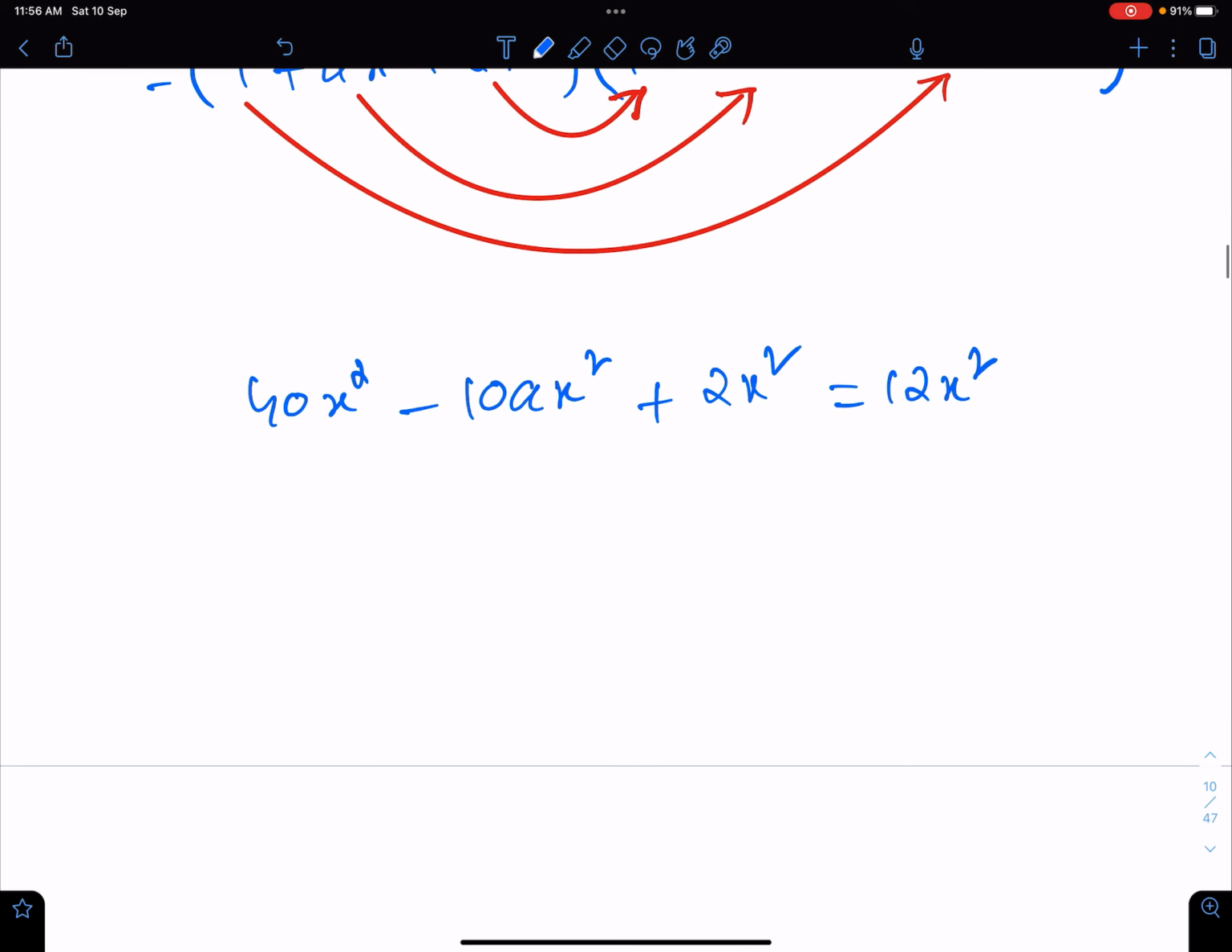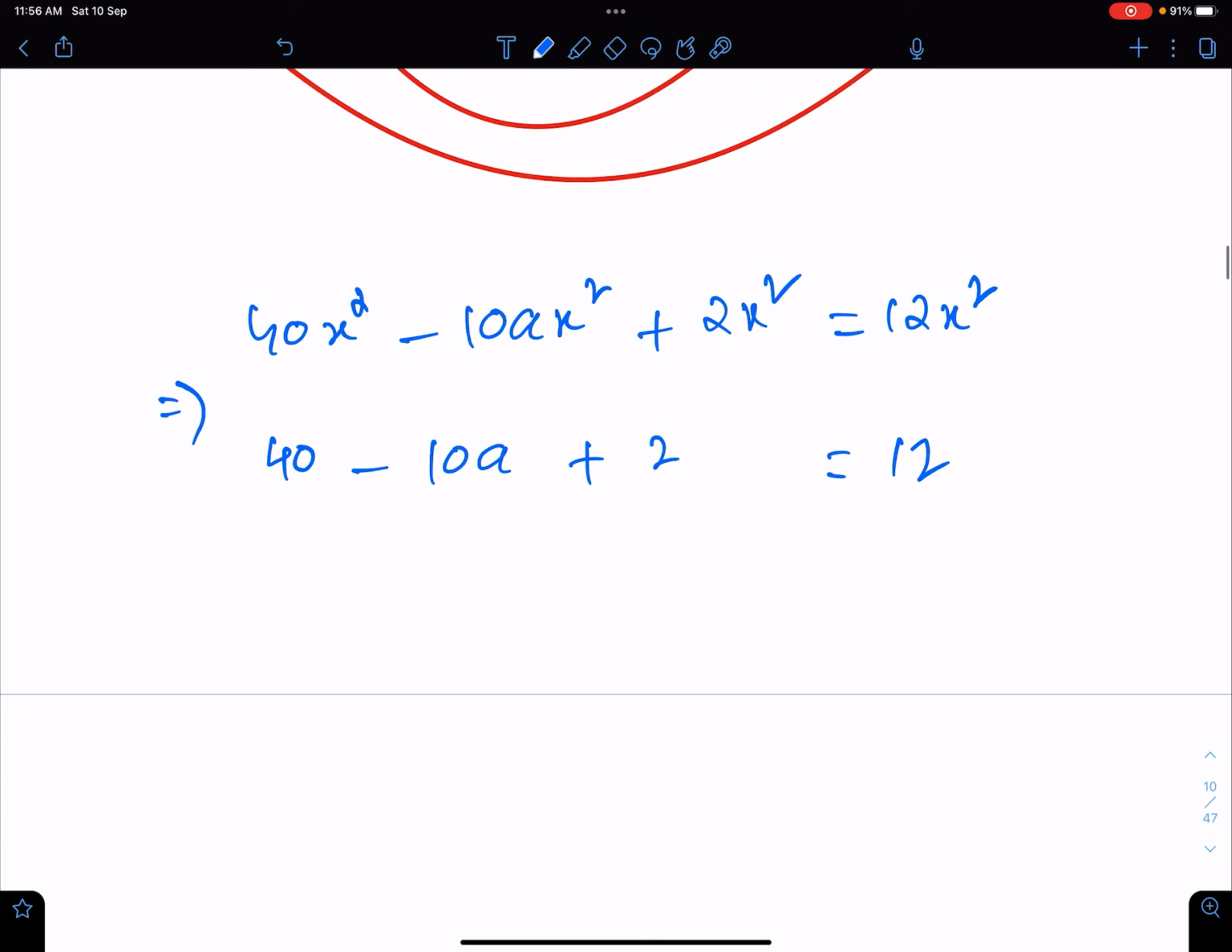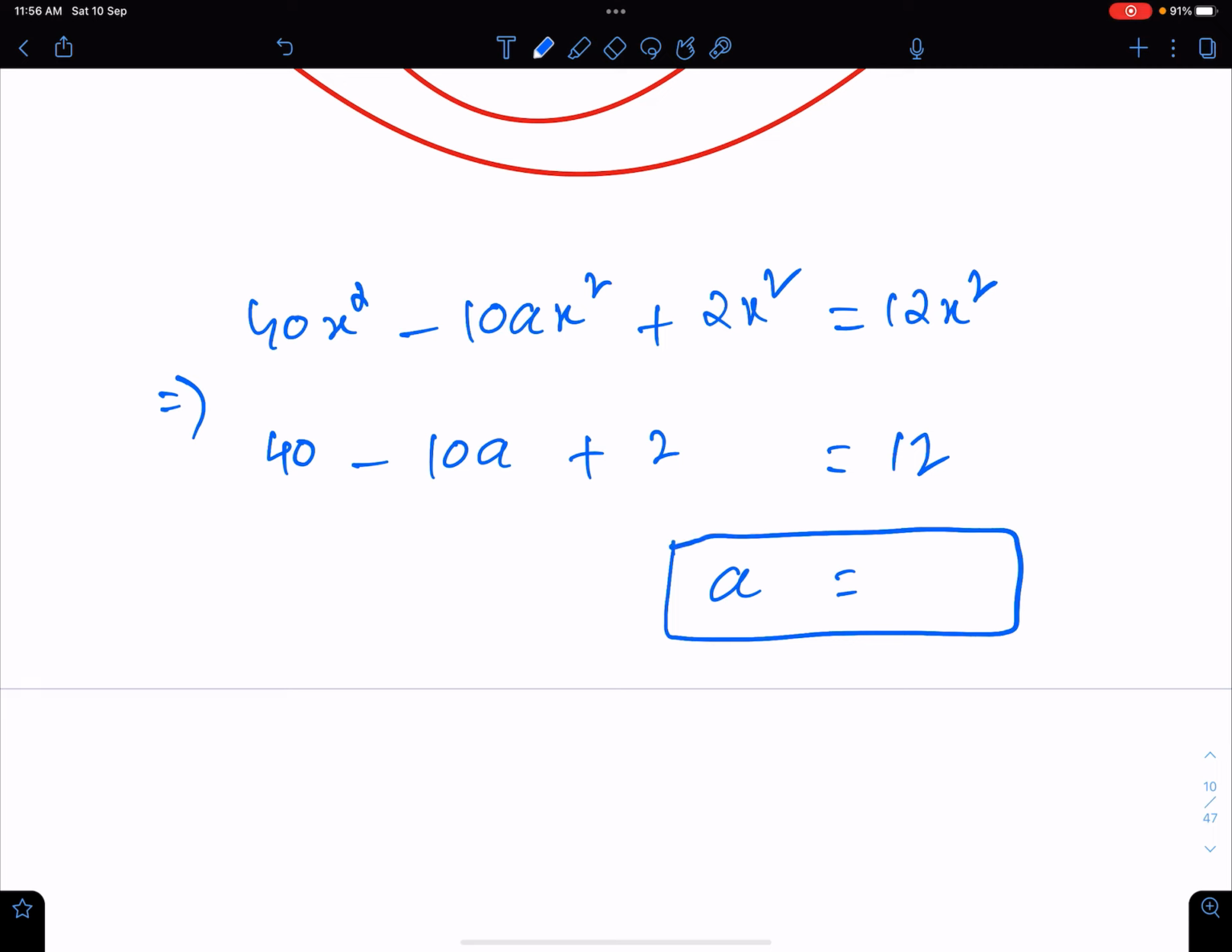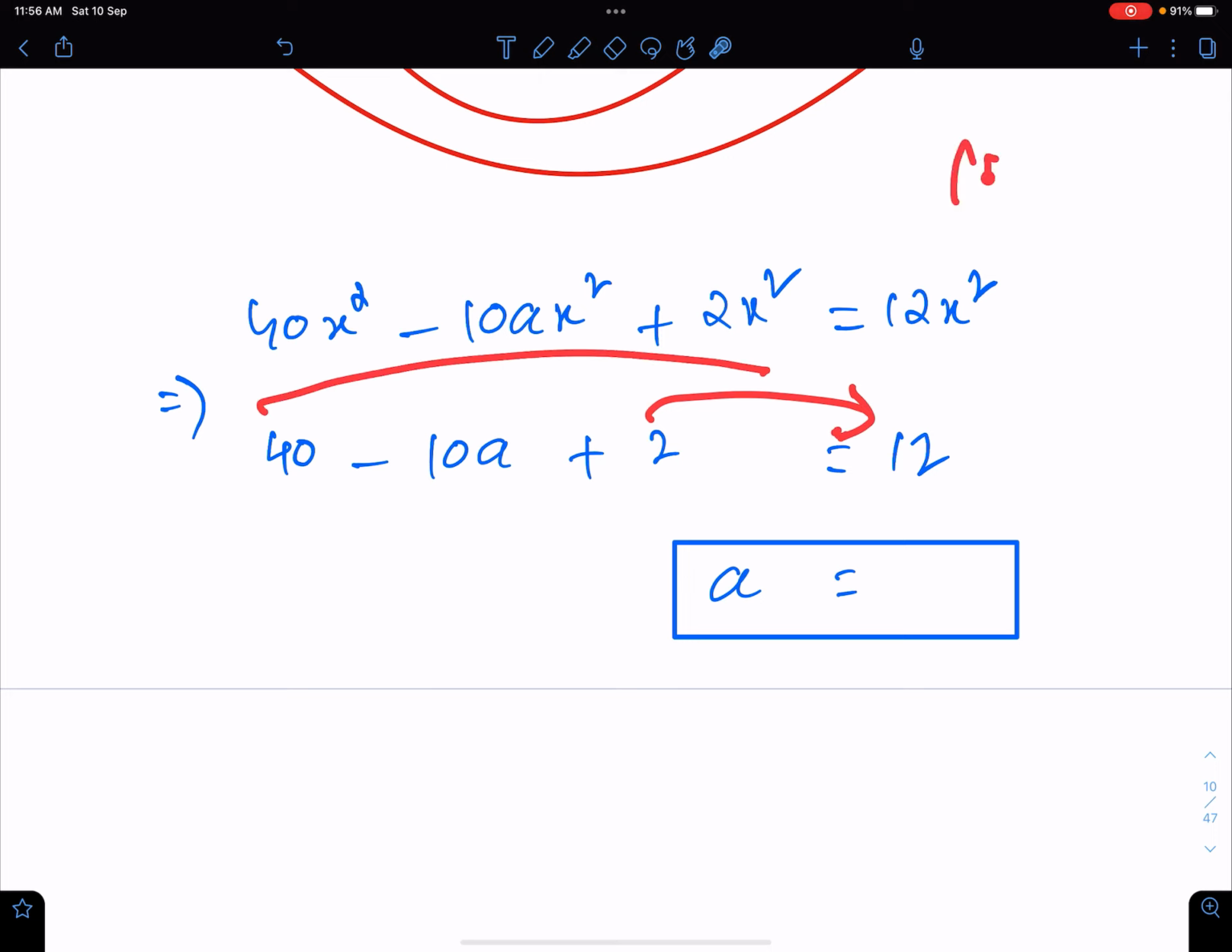Now we just need to equate coefficients. While equating coefficients, don't cancel x square. Do the calculations like this. So we compared the coefficients of x square on both sides. When you solve this, you will get the value of a. When we bring this 2 here, it will be 14. So 14 minus 40 means negative 26 divided by 10.